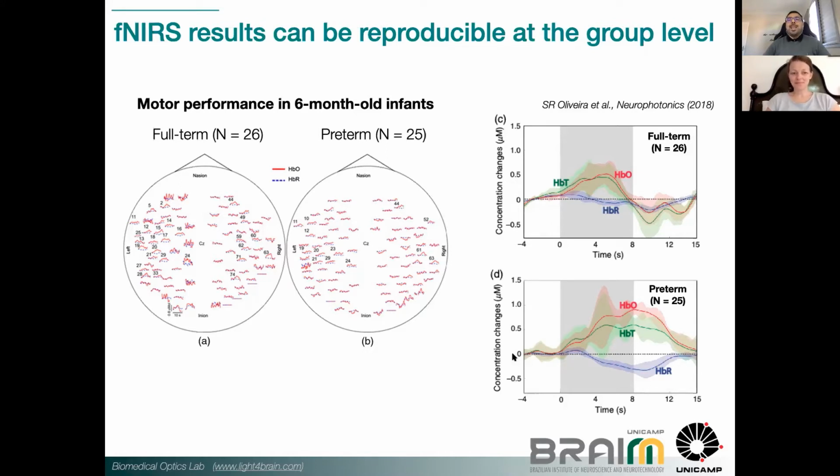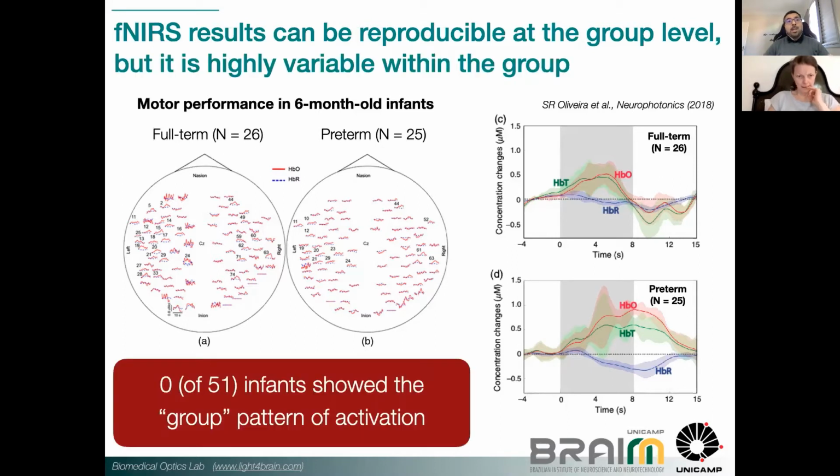So yeah, it's a group response. We have seen this pattern actually matches the literature, so it's not really unexpected. But one thing caught our attention. This is a group response across 25, 26 babies. If you look at every single baby and compare the response of every single baby with the group average response, and we did that, what we realized is zero. Zero out of the 51 infants showed the same group pattern of activation, right?